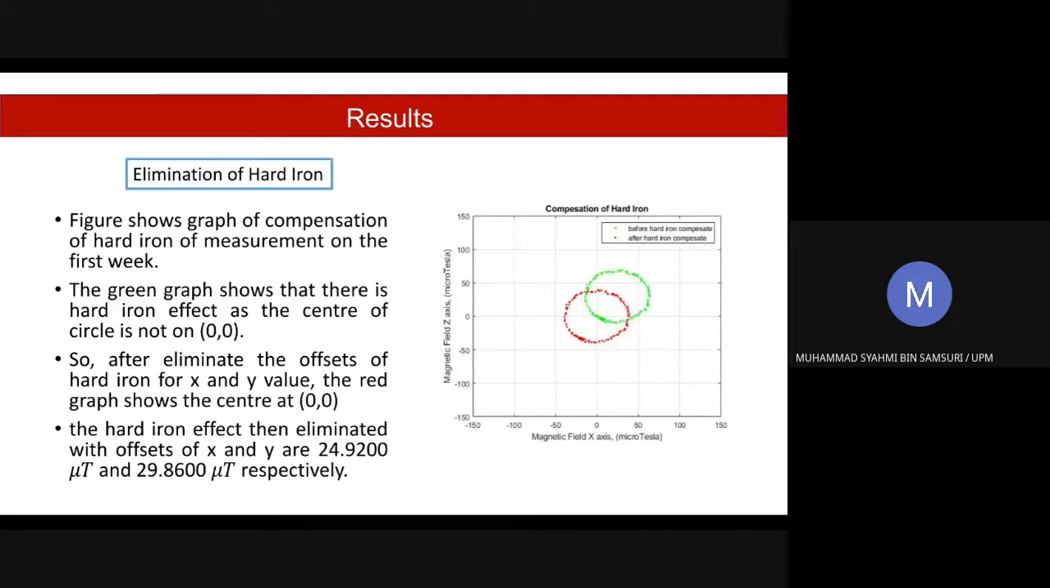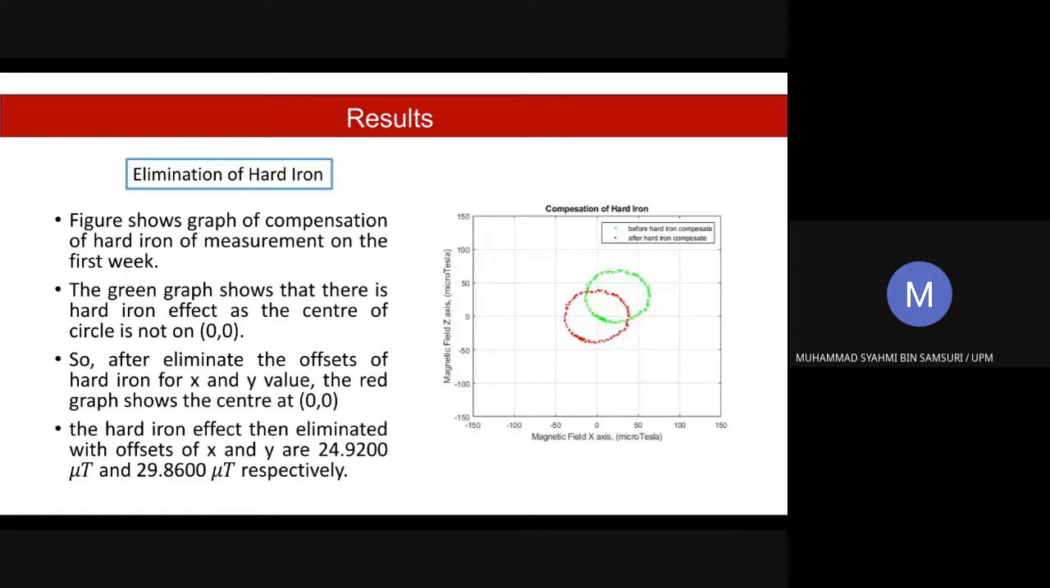Next, the figure shows the graph of the compensation of hard iron of the measurement in the first week. Because in our method we are rotating the device by 360 degrees, the result will look like this. The green circle is before hard iron compensation, and the red one is after hard iron compensation.